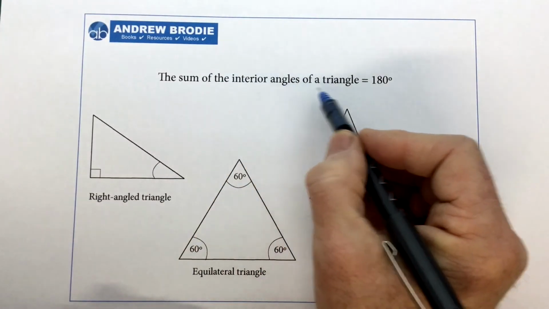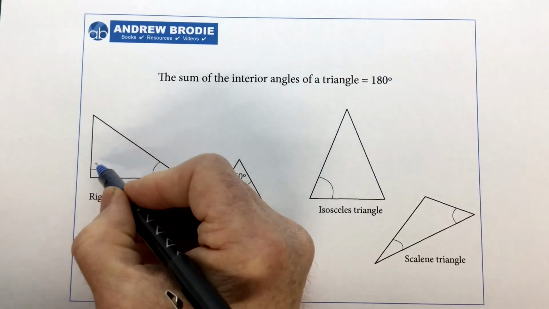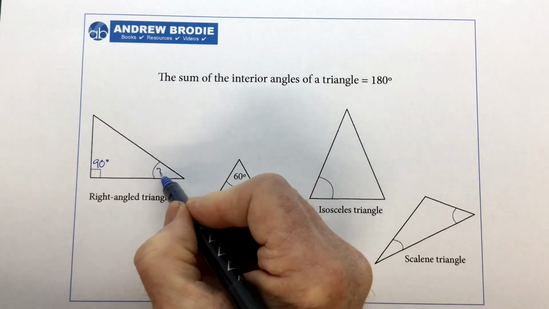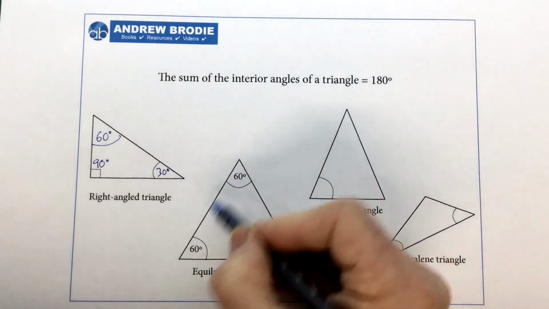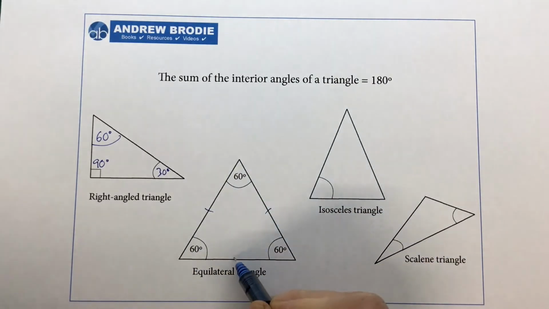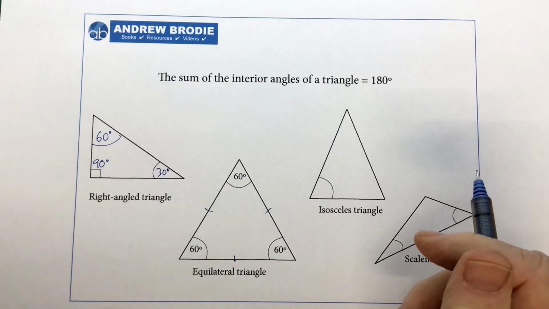The sum of the interior angles of a triangle is 180 degrees. So here's a right angled triangle. We know that's 90. So if that one was 30, then this one would have to be 60. An equilateral triangle has equal sides and all the angles are always 60 degrees.